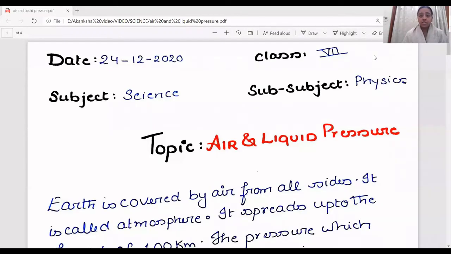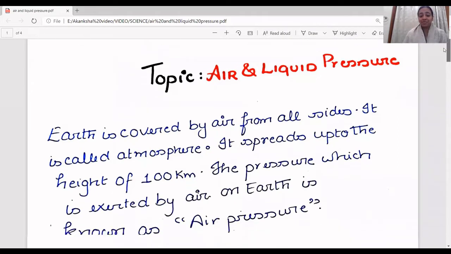Hello friends, today we are going to do a topic called air and liquid pressure. This topic belongs to the physics field. We'll be discussing a chapter from class 7th. And what is air and liquid pressure? So let's start with these pressures.